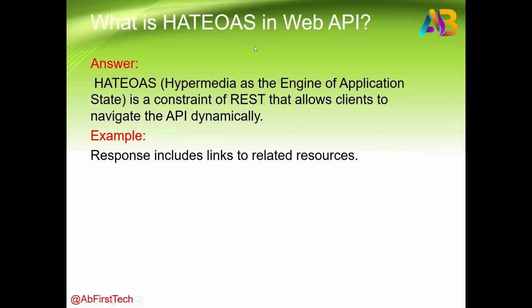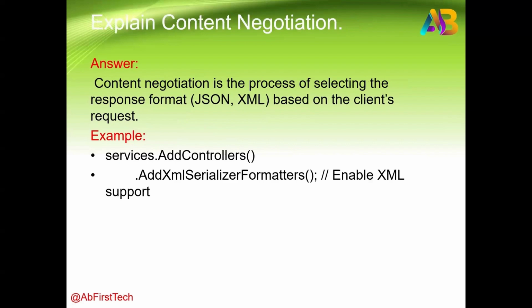So what is HATEOAS in Web API? Hypermedia as the engine of application state is a constraint of REST that allows clients to navigate the API dynamically. The response includes links to related resources, and that particular scenario will use this.